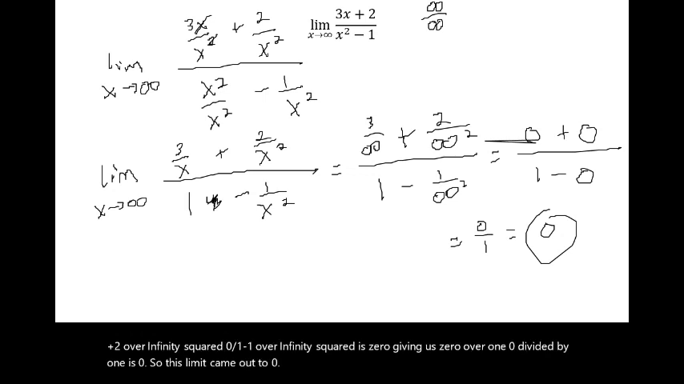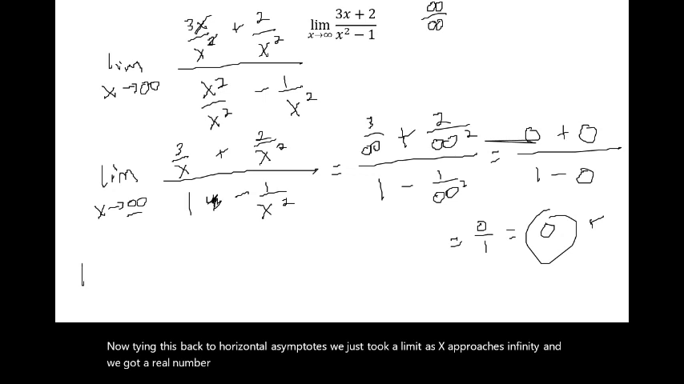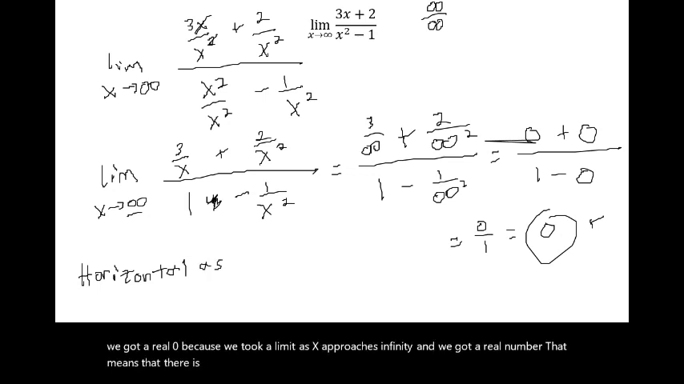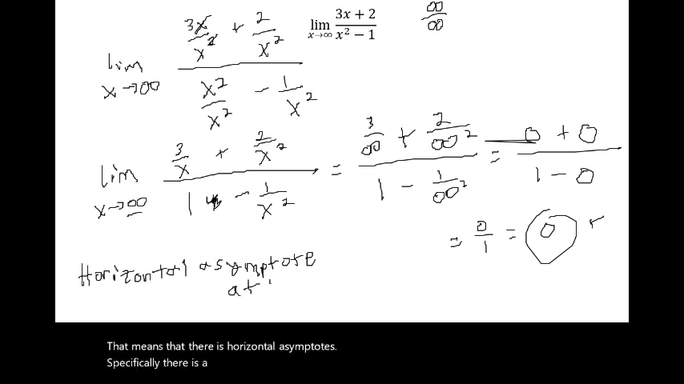Now, tying this back to horizontal asymptotes, we just took a limit as x approaches infinity, and we got a real number, 0. Because we took a limit as x approaches infinity and we got a real number, that means that there is a horizontal asymptote. Specifically, there is a horizontal asymptote at the line y equals 0.